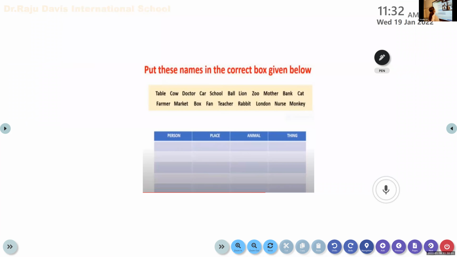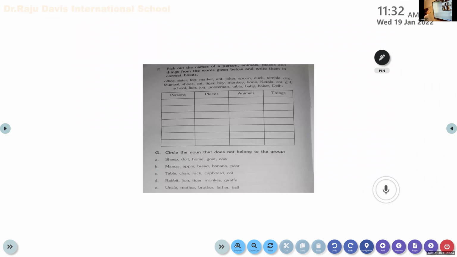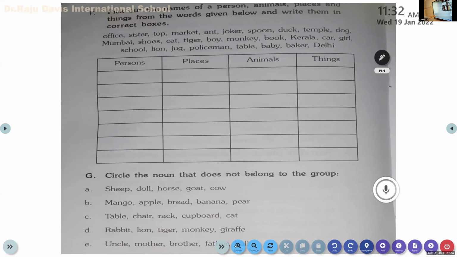This exercise is also very, very important for the examination. So you have to learn this also very well. Such type of questions will be given, whether it's a person or place. That's why we have already done an exercise there. The similar exercise is this. Circle the noun that does not belong to the group. So this is very, very important. Okay, let's do one or two from there.